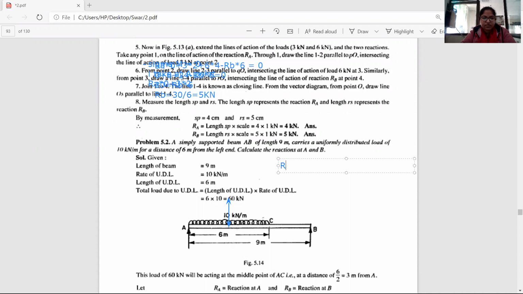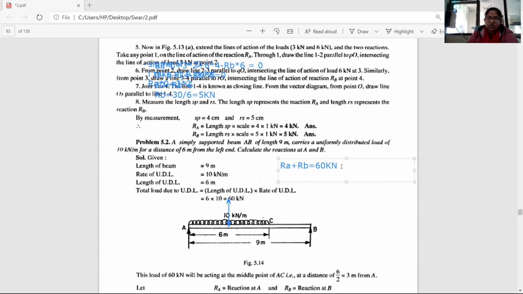Now what I have to do? So the first equation will be Ra plus Rb equals to 60 kilonewton. Why does this equal 60 kilonewton? Because this 60 kilonewton has the downward direction and Ra and Rb have the upward direction. Both directions are opposite, so minus 60 will take negative sign and Ra and Rb will take positive sign. If I take the negative sign to the other side, it converts to positive sign. So Ra plus Rb equals to 60 kilonewton. This is my first equation.